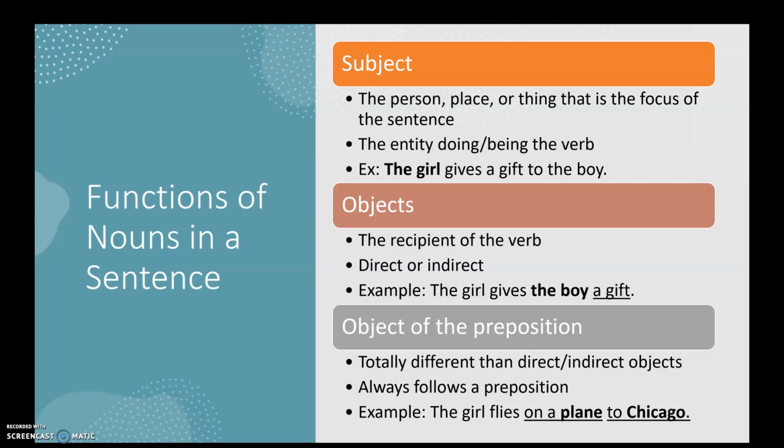I'm not going to test you on the differences between indirect objects, direct objects and objects of prepositions, so don't worry about that. Just know that if you have a preposition, you need to have an object after it. And if you have a verb, often you want to test to see if you need to have a recipient of that verb, which is the direct or indirect object.